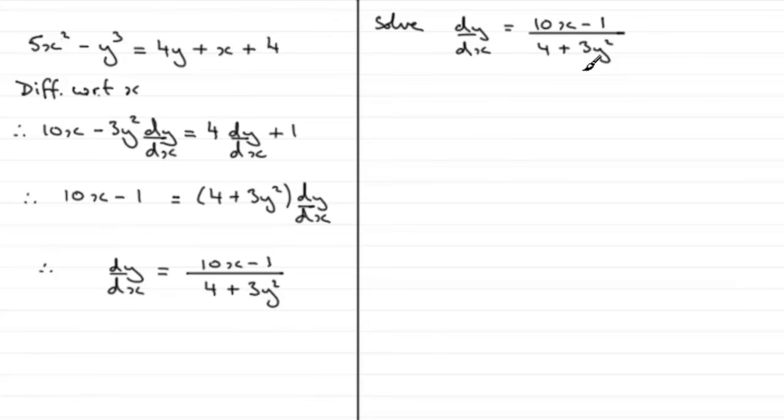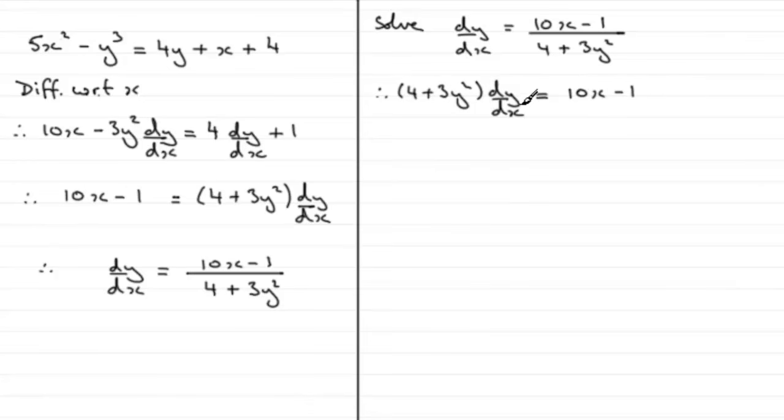Now if we had to solve a differential equation like this, then we do it by a method called separating the variables. That is, we put all the y's on one side and all the x's on the other side of the equal sign. So we would multiply both sides by 4 plus 3y squared, and we would therefore have 4 plus 3y squared dy by dx equals 10x minus 1.